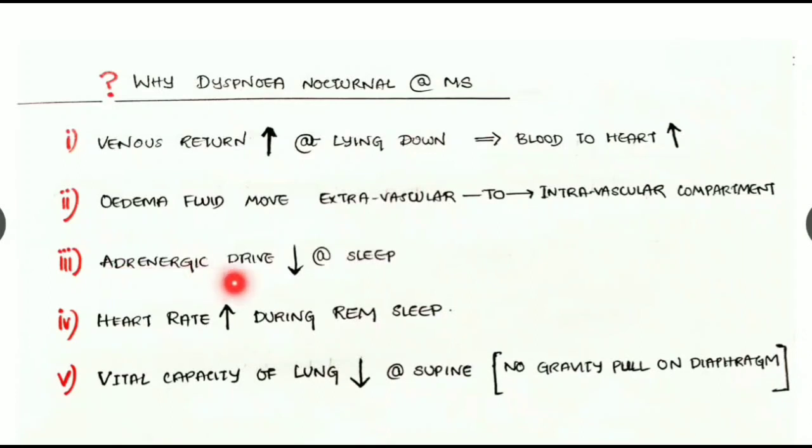Next, third one, the adrenergic drive, which is reduced during sleep. The fourth reason, the heart rate is increased during the REM stage of sleep. And lastly, the vital capacity of the lung decreases in the supine position. While standing, gravity helps the diaphragm to get down, whereas in the supine position this gravity is eliminated, so the vital capacity of the lung is decreased. And these are the reasons why the dyspnea is nocturnal in MS.